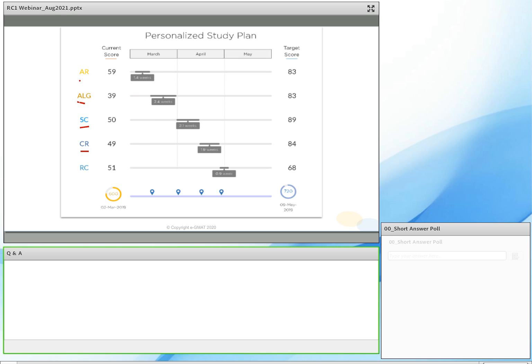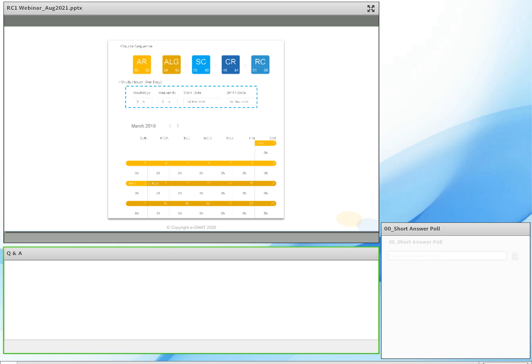That's what you see here. So what you see on the left are the current abilities, and what you see on the right are the target abilities. And for example, this says you should spend 1.4 weeks in this March specifically on arithmetic. It gives you that very clear picture of what you should focus on. It helps clear the clutter from your overall preparation. It makes it very systematic.